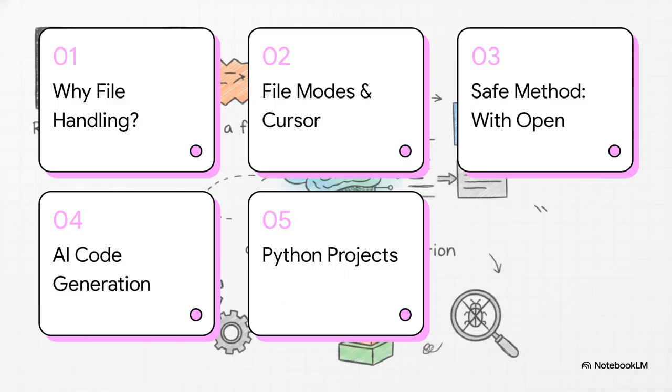Here is our agenda for today. First, we'll cover why file handling matters. Then, we'll look at file modes and the cursor, followed by the safe with open method. After that, we jump right into AI code generation and wrap things up with some hands-on Python projects.